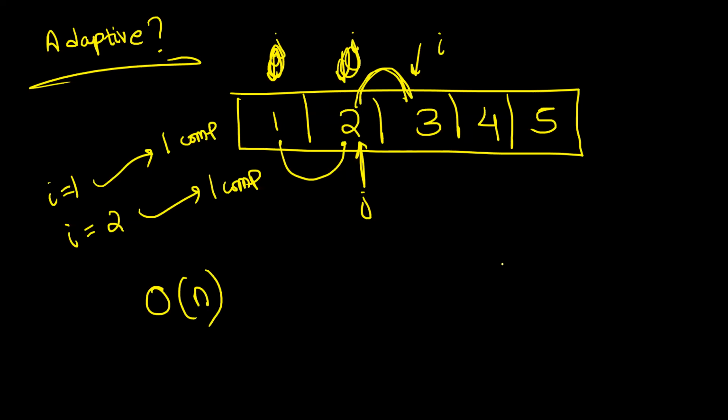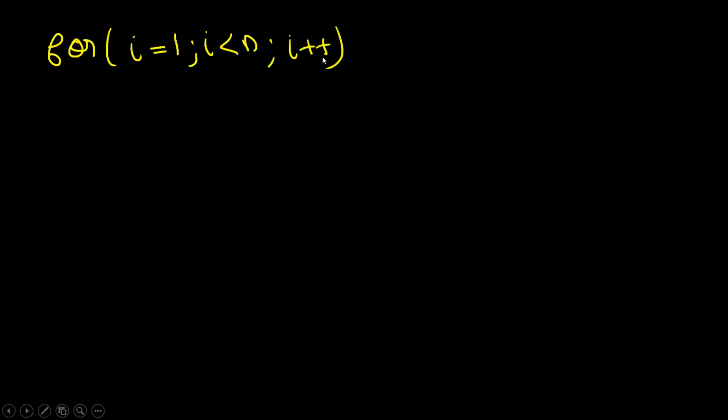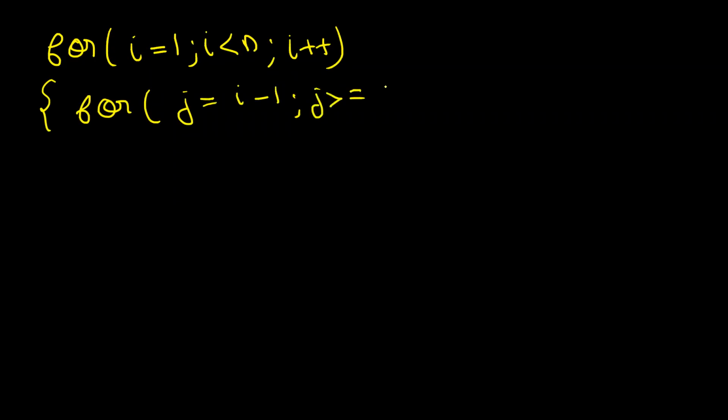Okay. Try to understand, guys. Try to understand what actually happens for I equal to 1, I less than n. What is adaptive? I had discussed it yesterday. If you give a sorted input, it should run in lesser time complexity. If that happens, it is adaptive. Now look, you started J at I minus 1, J greater than or equal to 0, J minus minus.